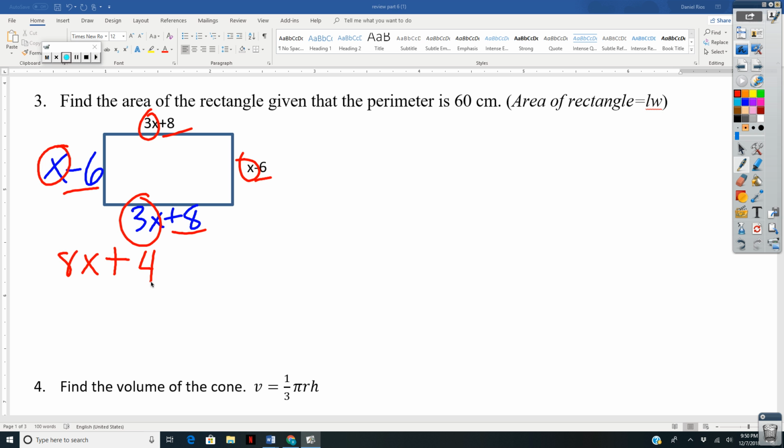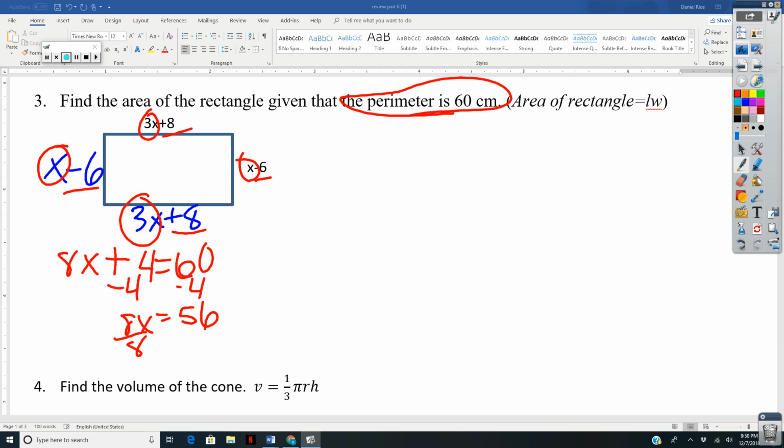Okay, and then they told you the perimeter was 60, so this is equal to 60. I'm going to do -4 minus 4. I have 8x equals 56. Finally, I'm going to divide by 8. So x equals 7, I believe.